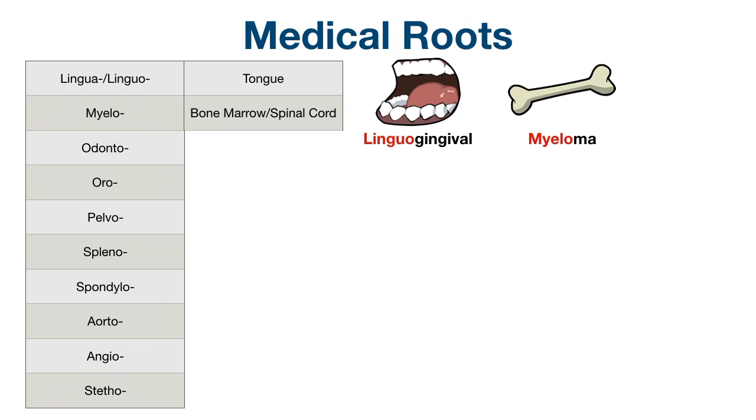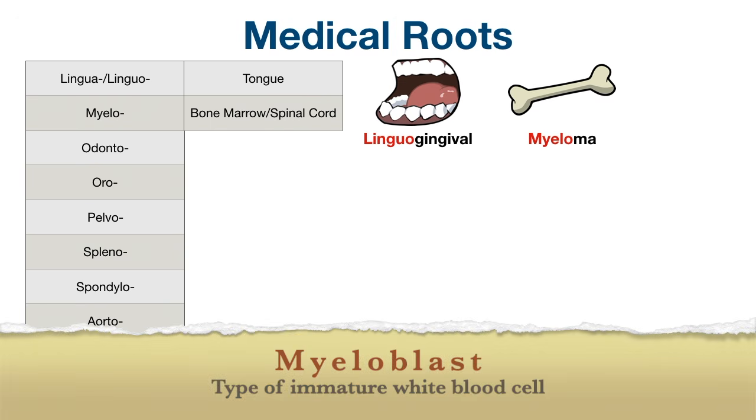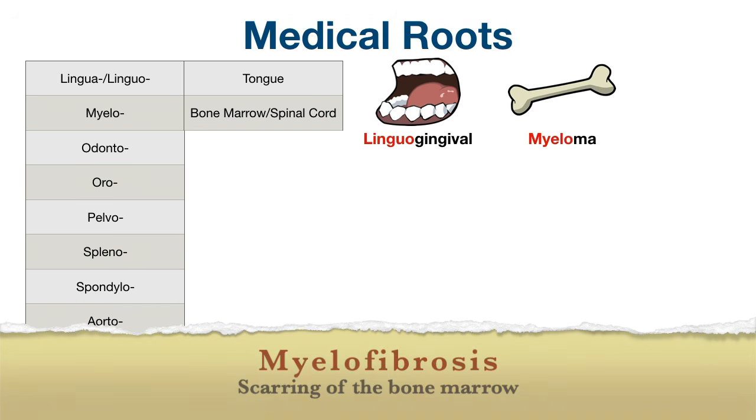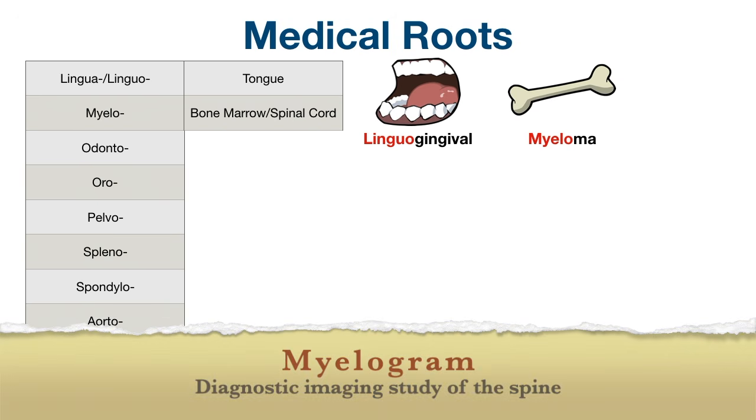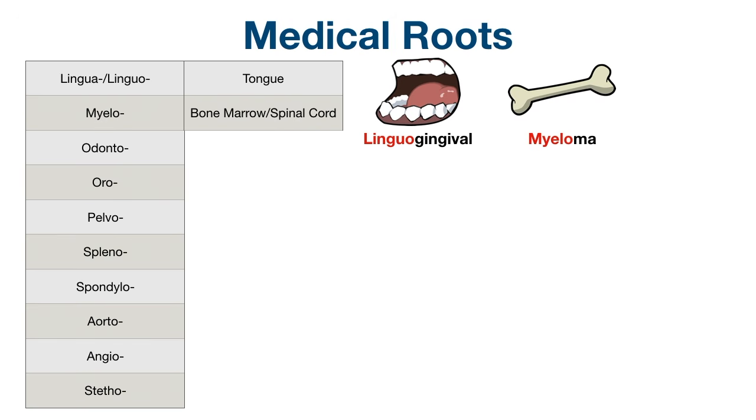Next we have myelo, which refers to the bone marrow or the spinal cord. Some bone marrow examples include myeloma, which is a malignant tumor of the bone marrow, or myeloblast, which is a type of immature white blood cell that forms in the bone marrow, or myelofibrosis, which is scarring of the bone marrow that interrupts normal production of blood cells. An example medical term for the spinal cord is myelogram, which is a radiographic study using contrast dye to look at the spinal canal. Next is odonto, which means teeth.